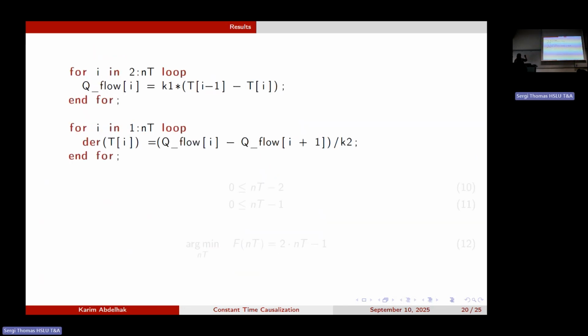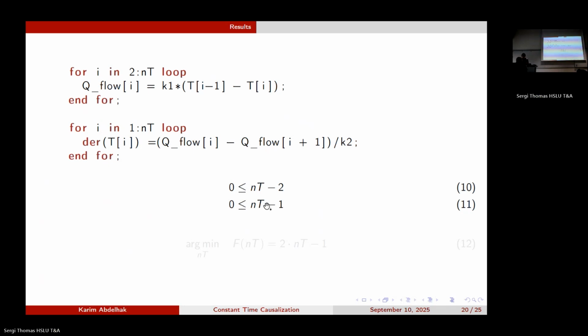Then, last but not least, we have 4 equations in our system. These also have implied constraints. Each of these has to have at least 1 element. So this will be converted to nt minus 2 because nt has to be at least 2 for this to exist. For this, nt has to be at least 1.